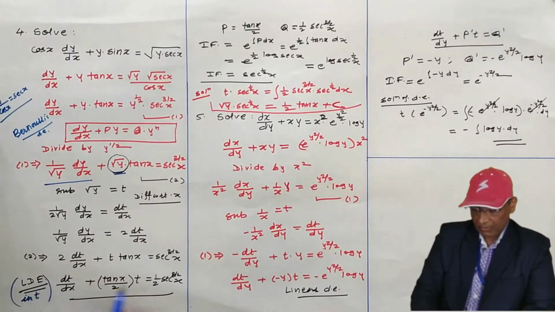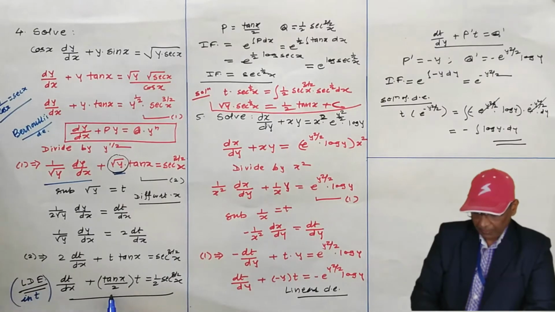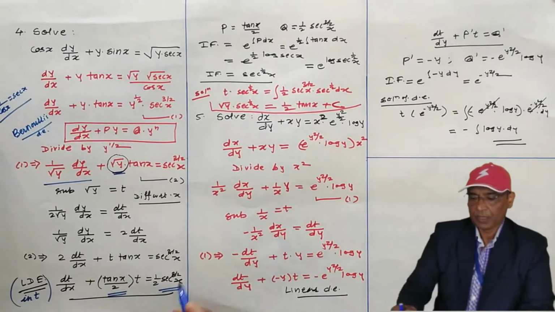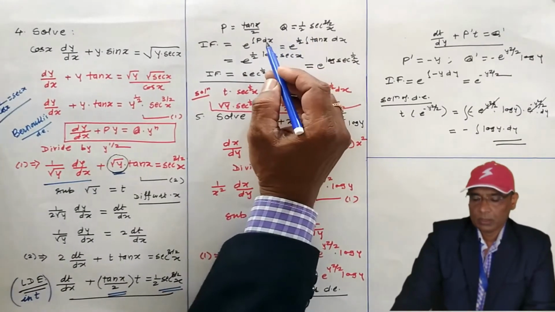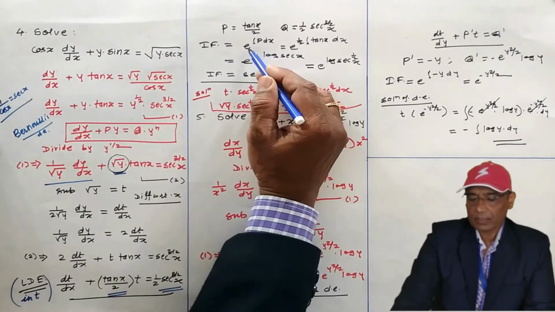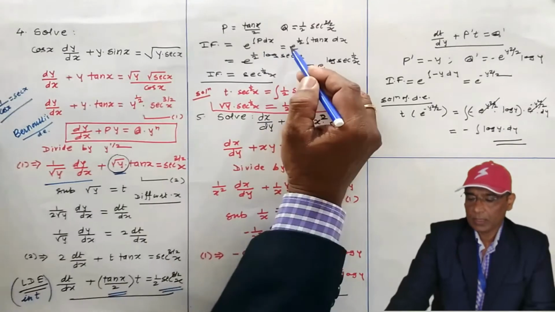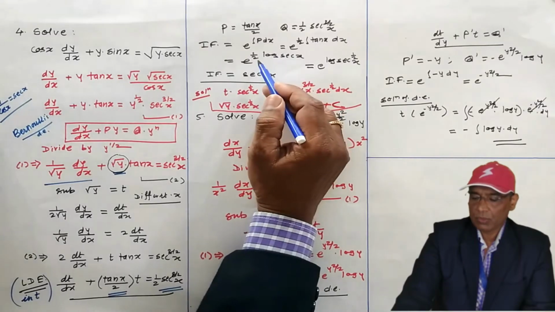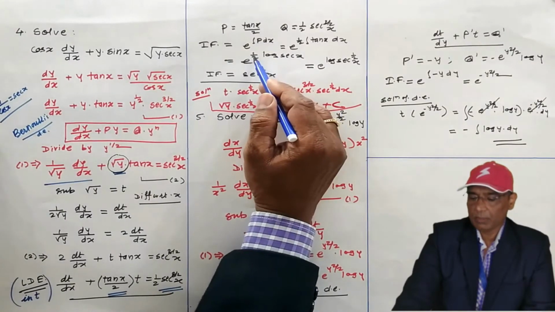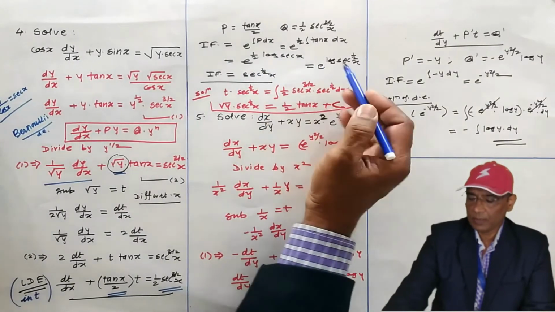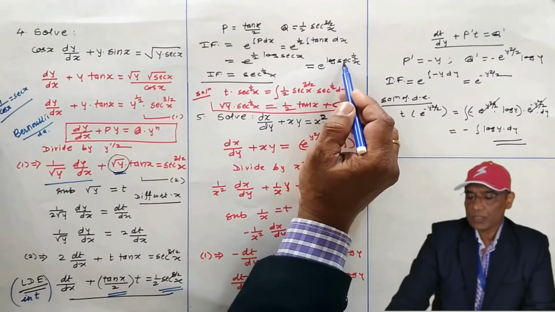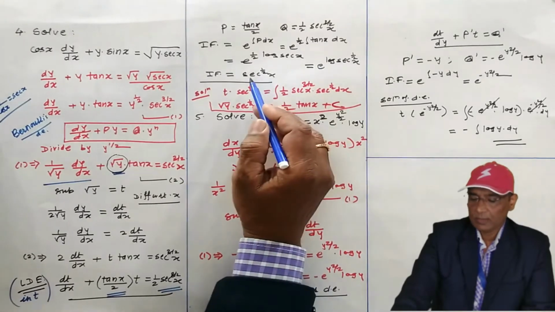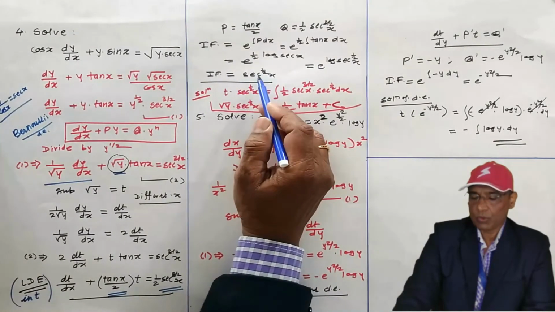This is a linear differential equation in t, where P is tan x by 2 and Q is the right hand side. See, P and Q. Then find the integrating factor, e to the power integration of P, e to the power 1 by 2 integral of tan x. Then integration of tan is what? Log of sec x. 1 by 2 can be brought here by the law of logarithm. E to the power log of sec x raised to power 1 by 2. E and log will get removed. Then the integrating factor is sec x raised to power 1 by 2.